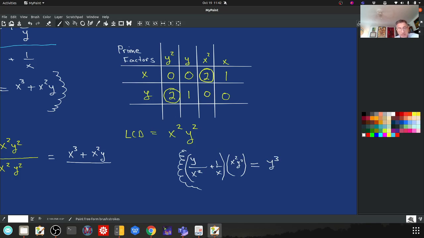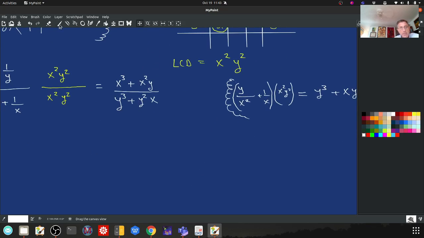I'm clearing denominators. X squared times y squared divided by x, which is the same as multiplying by 1 over x, is x squared divided by x gives me 1x, and then I have a y squared. So that's the answer that I put over here. Y cubed plus y squared x. Now over here I have x times y squared, but remember this is multiplication, so I can change their order if I so wish. But I'm almost there, and I need to simplify this.